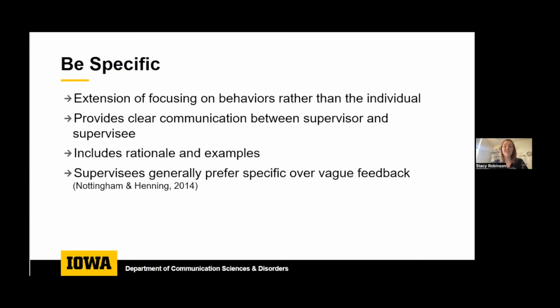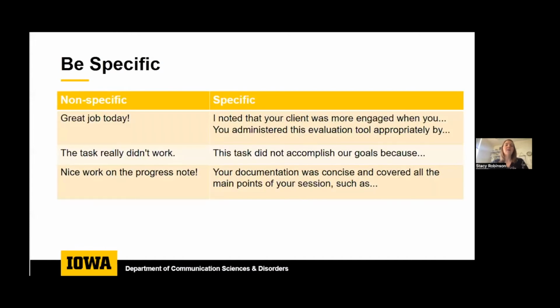And supervisees do generally prefer this more specific feedback over vague feedback, which is intuitive because if we think about it, we were all once supervisees and graduate students. And if a supervisor gave us fairly vague information, we didn't always know how to adapt our performance based on that. So on the next slide, I have a few examples of non-specific versus specific feedback.